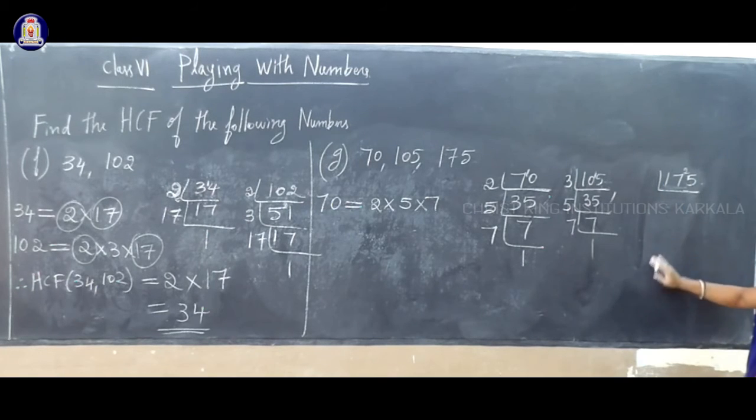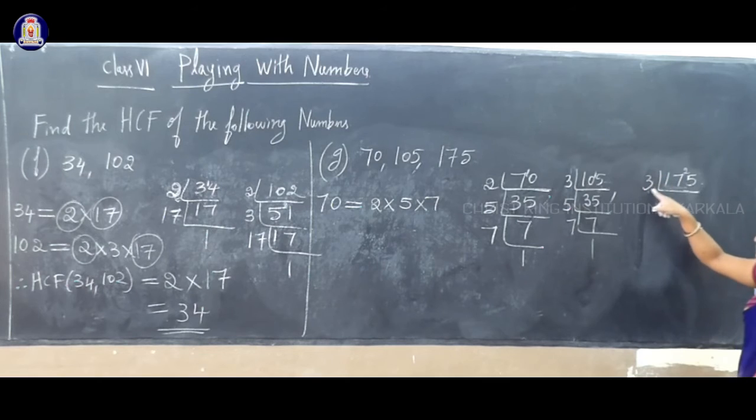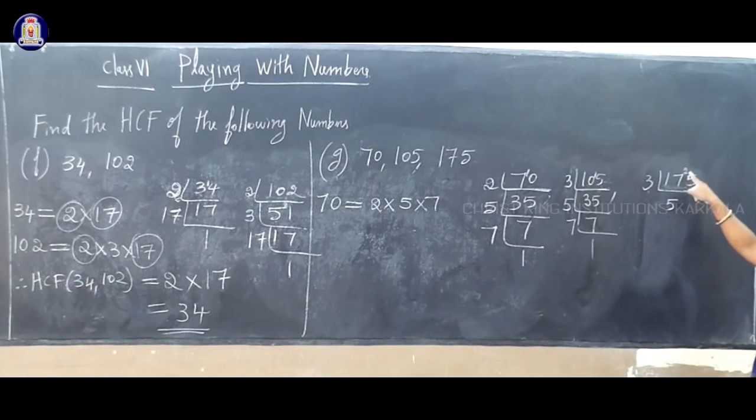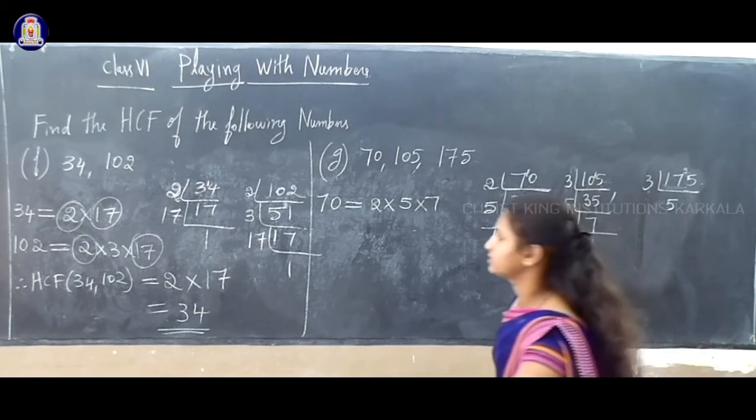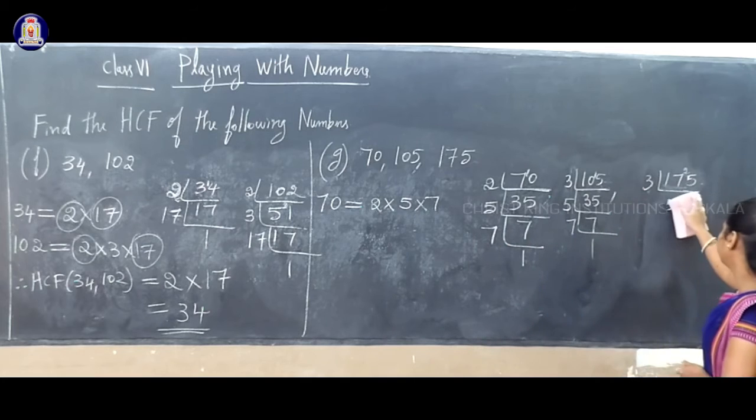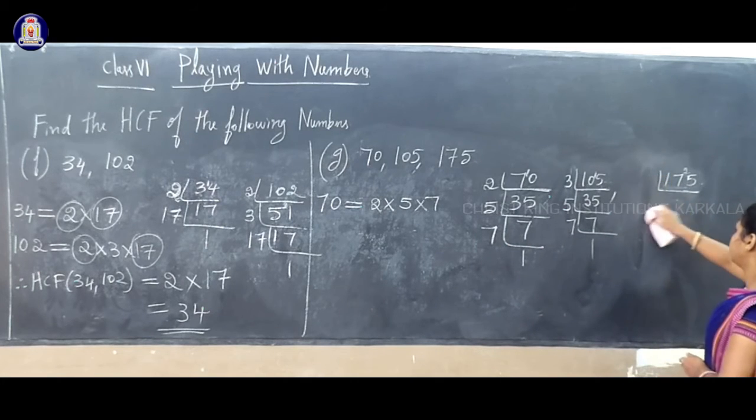Understood? So why? Because see, 3 how much is 17? 3 5s are 15 and 2 remaining, so it will become 25. 3 how much are 25? We will not divide 25, right? So we cannot write 3 here.